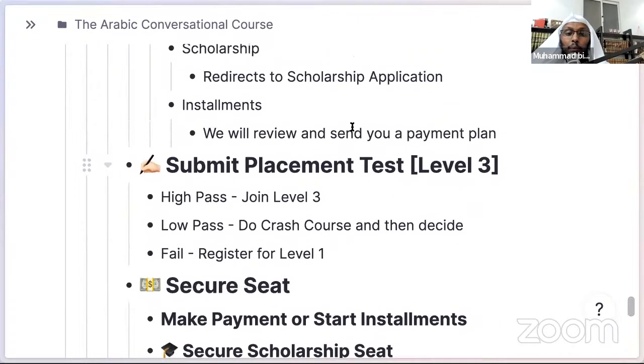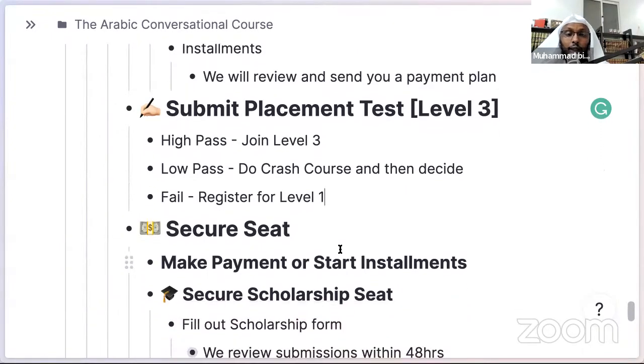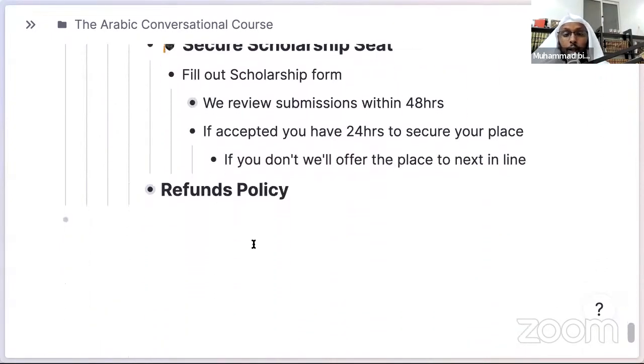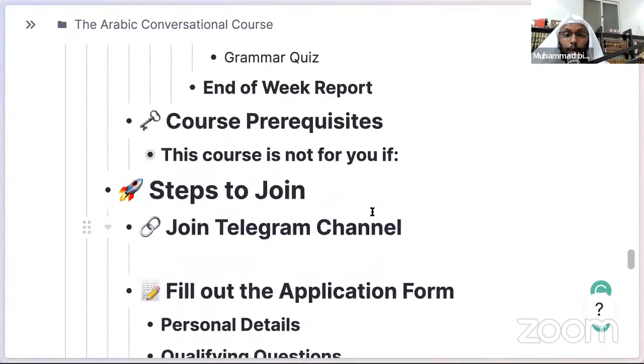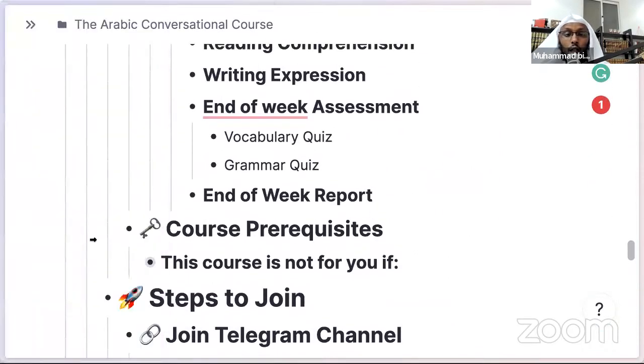In terms of the placement test, if you have a high pass, you join level 3. If you have a low pass, then maybe you should do a crash course and then decide. And we're thinking of doing the crash course, I'm not sure about it. But if you fail, then you should register for level 1. Okay, so that's how the placement test basically works. I'll talk about refund policy and how to make payment. I mean, I think that's it really.